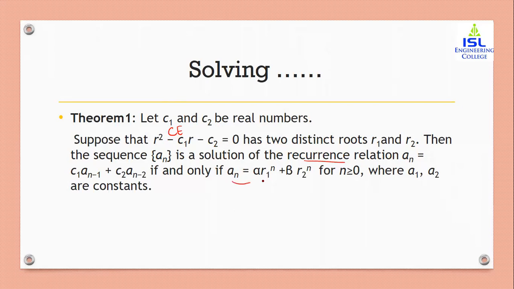For that, the solution is given as an is equal to alpha r1 power n plus beta r2 power n. N should always be greater than or equal to 0, or you can write it as n is equal to 0, 1, 2 and so on. And alpha and beta are constants.